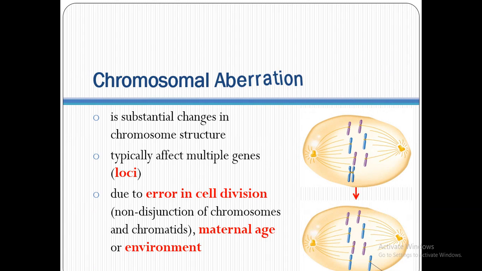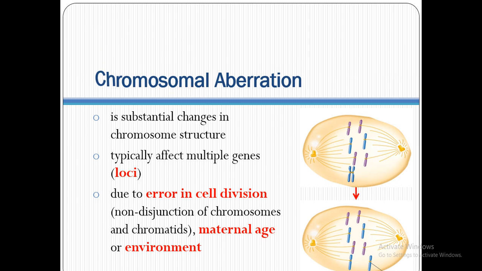For the chromosomal aberrations, we have three types. First is the substantial change in the chromosome structure, whether it has been cut, duplicated, some parts of it inversed, or one part of the chromosome translocated to another chromosome. Then we have changes that typically affect multiple genes, so different genes are affected by a sudden change. It could be that they are reduplicated in one or more chromosomes.